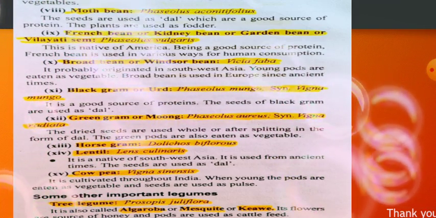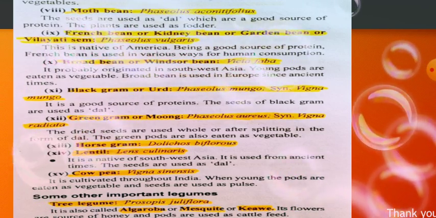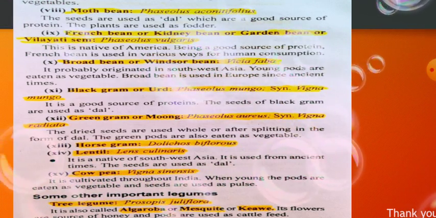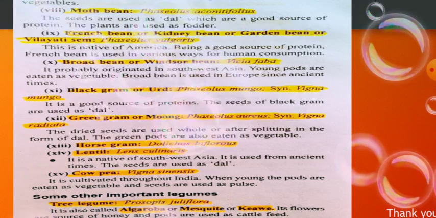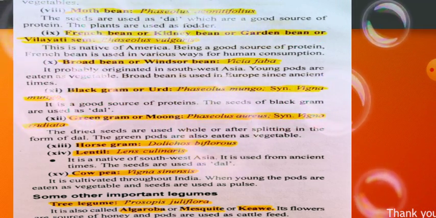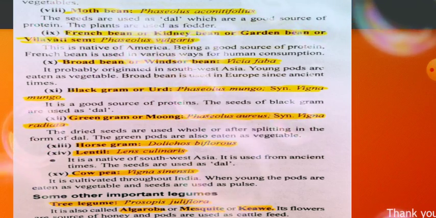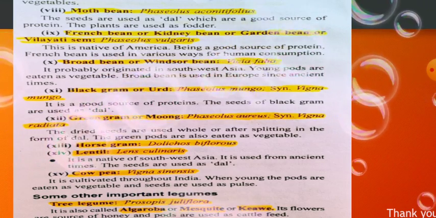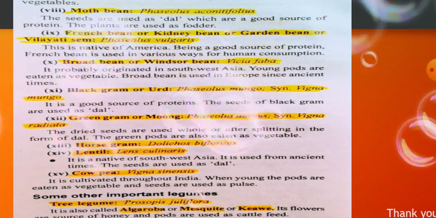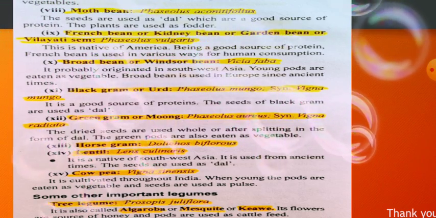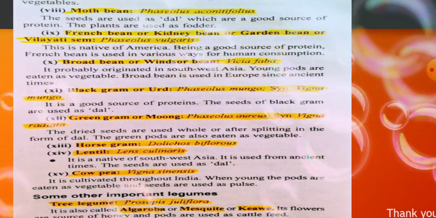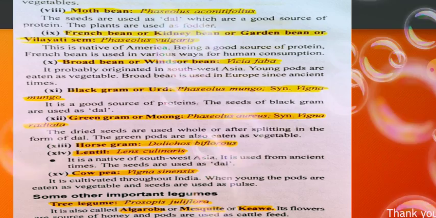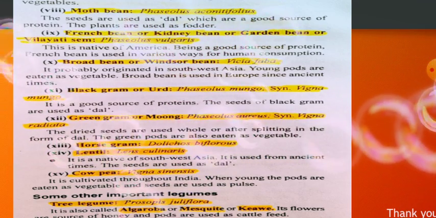Then comes the green gram or the moong, known as Phaseolus aureus or Vigna radiata. These are mainly used in the form of dal, and the green pods are also eaten as a vegetable. Next comes the horse gram, whose scientific name is Dolichos biflorus. Then the lentil, Lens culinaris, is native to Southwest Asia. It has been used since ancient times, and the seeds are mainly used in the form of dal.